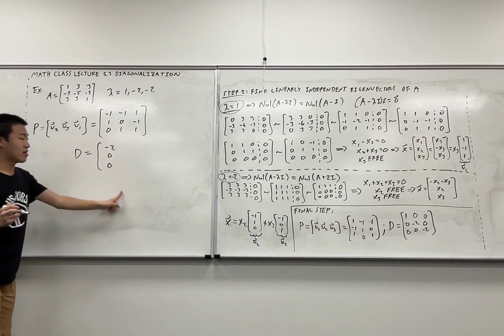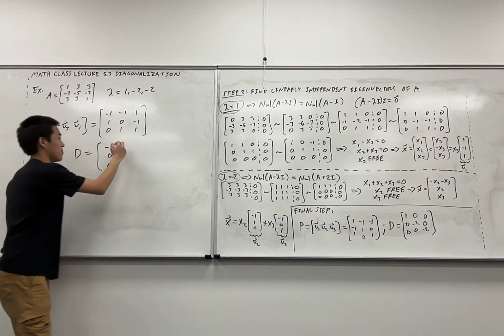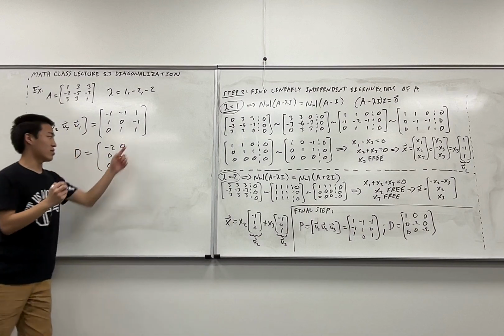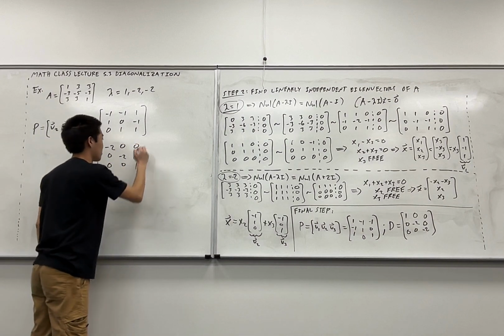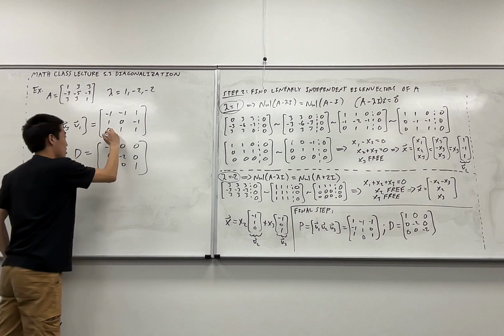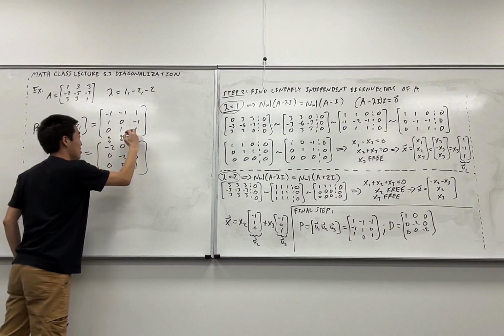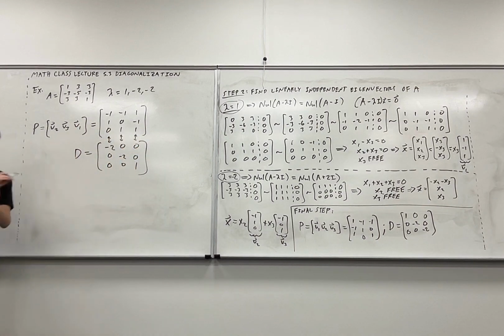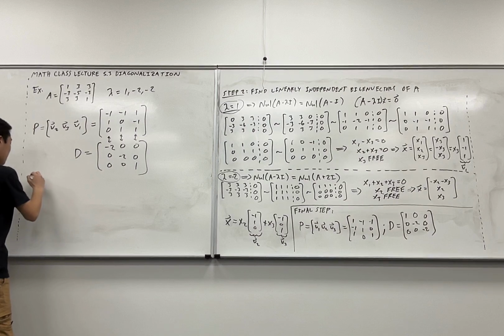What about the second column? What do I do? What about the third one? 0, 1. Fun fact, this shows us that diagonalizations are not unique. So long as there's this correspondence between the eigenvector and its eigenvalue, you're totally fine. That means there's another way we could do this.